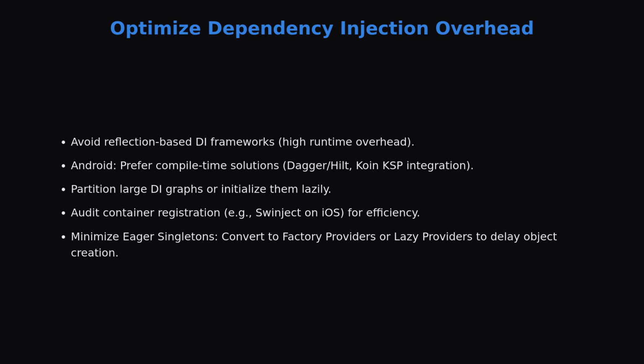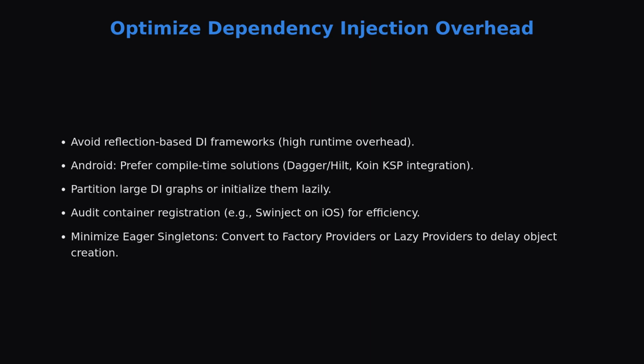Dependency injection frameworks frequently introduce significant startup overhead, especially those relying heavily on reflection or runtime processing. For Android, prefer compile-time DI solutions like Dagger or Hilt or Koin's KSP integration over older runtime reflection-based frameworks. Ensure that the DI graph construction is optimized. Large, complex graphs must be partitioned or initialized lazily.